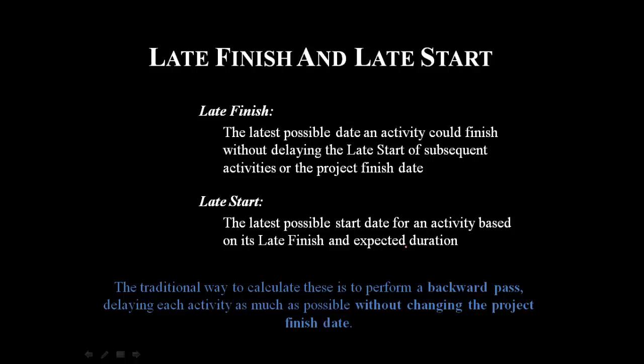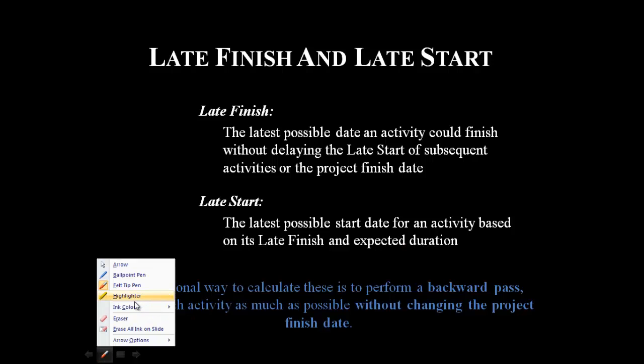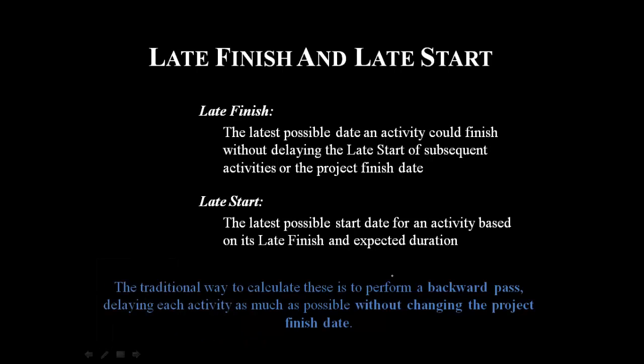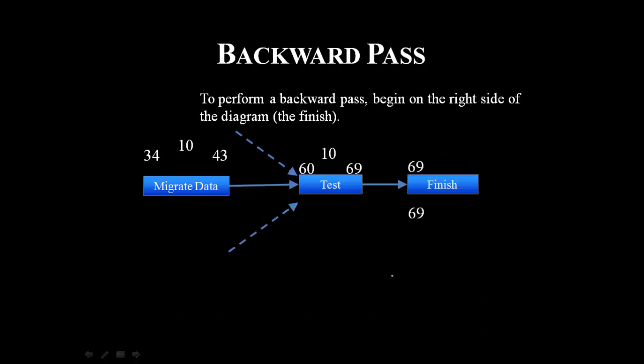The traditional way to calculate these is to perform a backward pass. So in this case, we would be working through the backward path. For early start and early finish, we went through the forward pass, but for late start and late finish, we'll be doing a backward pass. So now we are moving backwards. To perform a backward pass, begin on the right side of the diagram. For forward pass, it was from the left side, but for backward pass, it's from the right side.